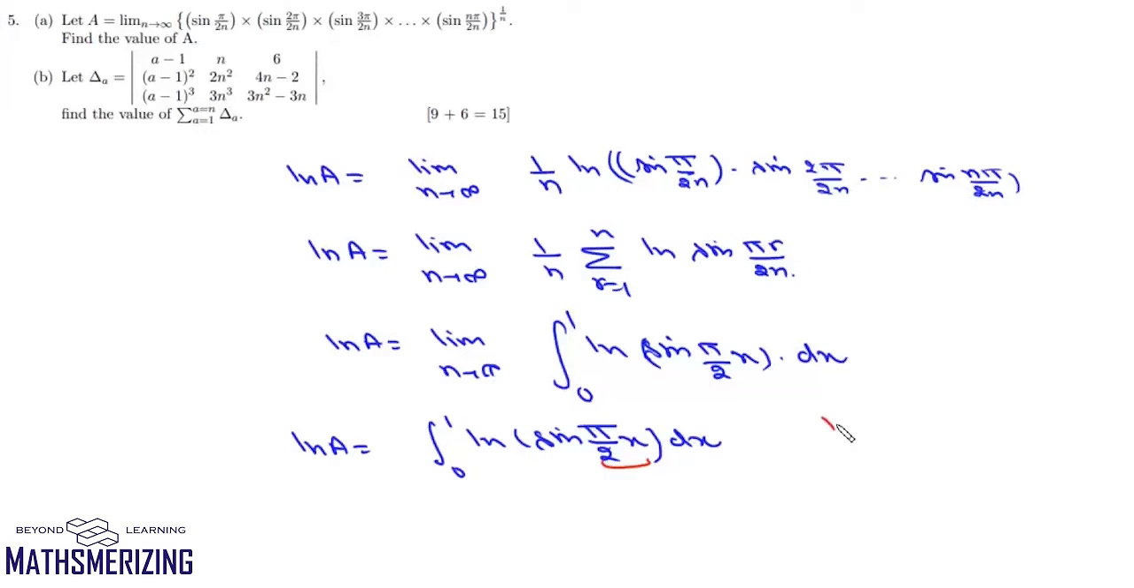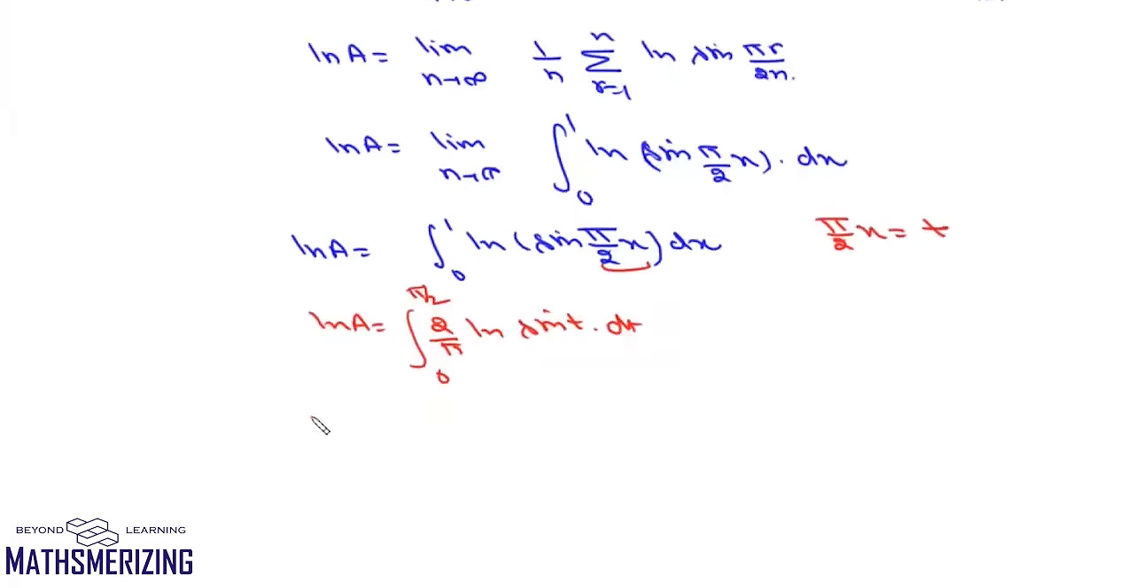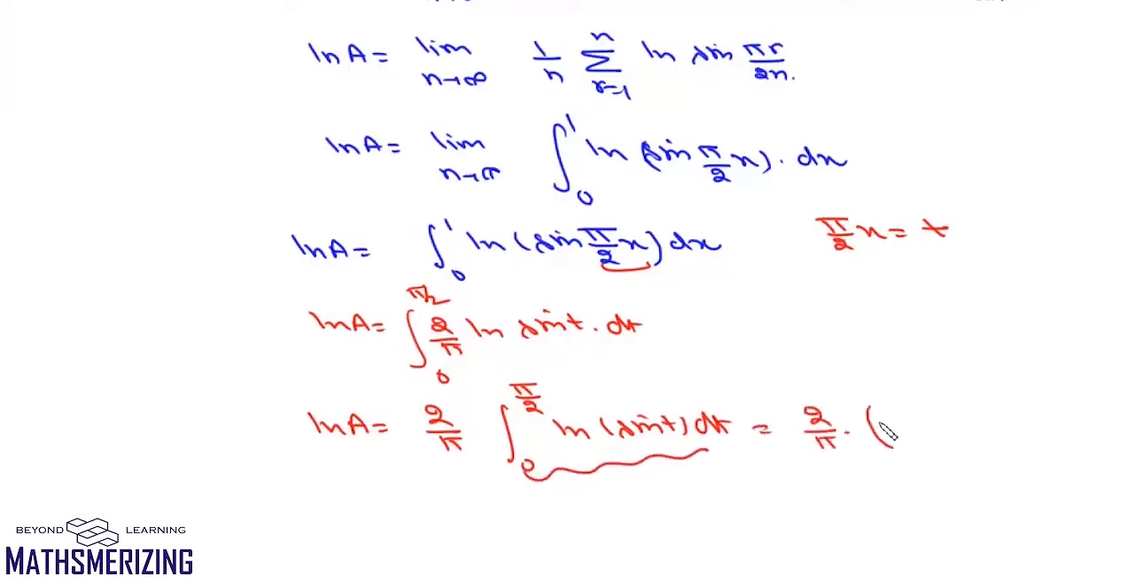Now what we'll also do is let pi by 2 into x be some t. So we can write log a as log sine t, and then the derivative dx will be 2 upon pi dt, and the limits will change from 0 to pi by 2. So we can write log a equals 2 upon pi times the integral from 0 to pi by 2 of log sine t dt. Now this is a standard integral. We know that the value of this integral is minus pi by 2 log 2.